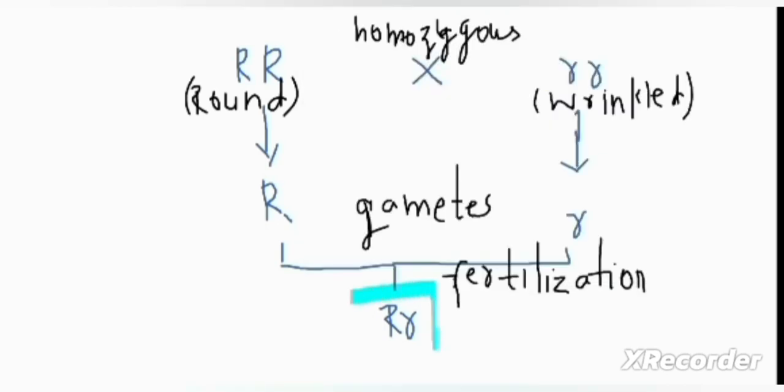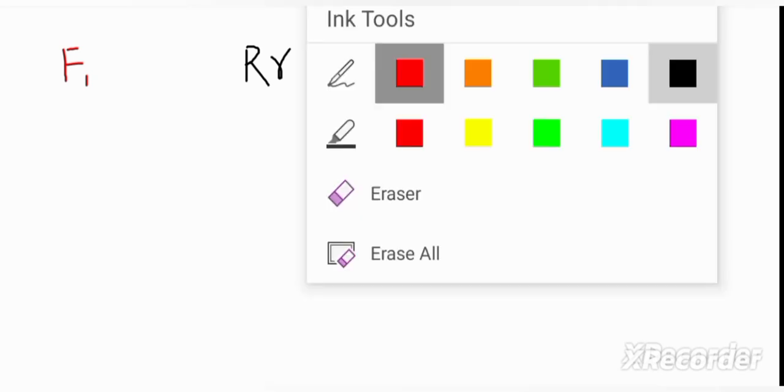Mendel got round phenotype and heterozygous genotype in the F1 generation, but he was quite confused because one of the parents had wrinkled seed in the parental generation but none of the offspring had any wrinkled seed. Then he decided to move on to the next step, in which he self-fertilized the F1 generation having heterozygous allelic combination to get the F2 generation, the second filial generation.